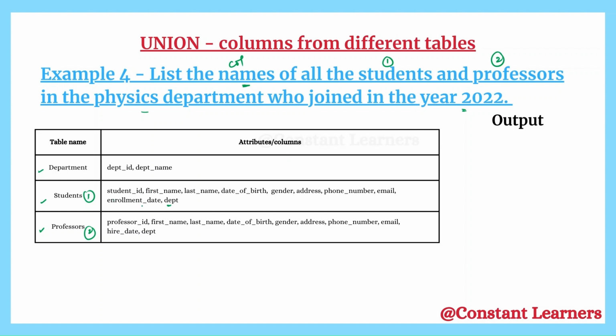So for the students, we can get that from the enrollment date. And for the professors, we can get that from department and hire date. So these two conditions must be satisfied, that the year must be 2022. So if you're saying that they have joined in the year 2022, so we can say that the date has to be greater than or equal to 1/1/2022, right? And in the physics department. So it's very easy. You have to take both first name and last name. You have to project two columns here. Again, here you have to project these two columns.